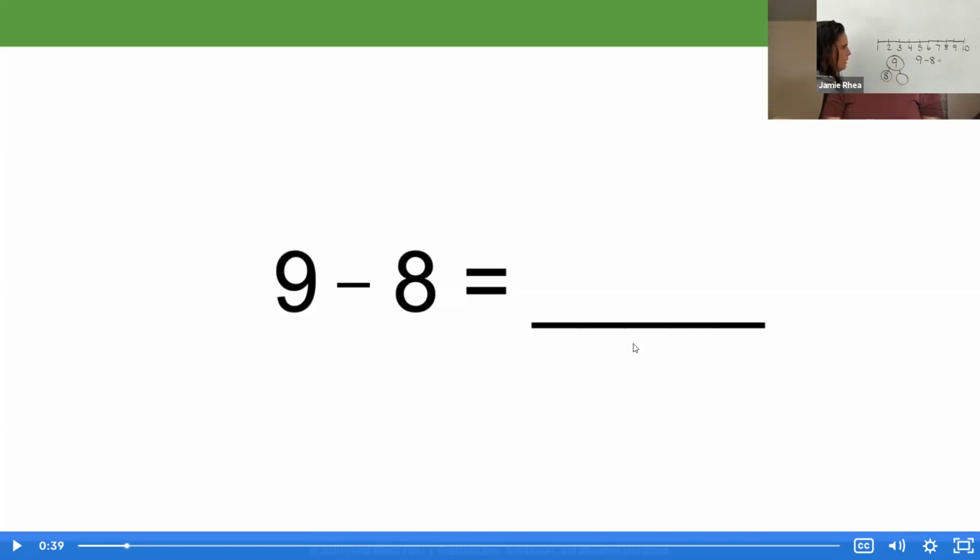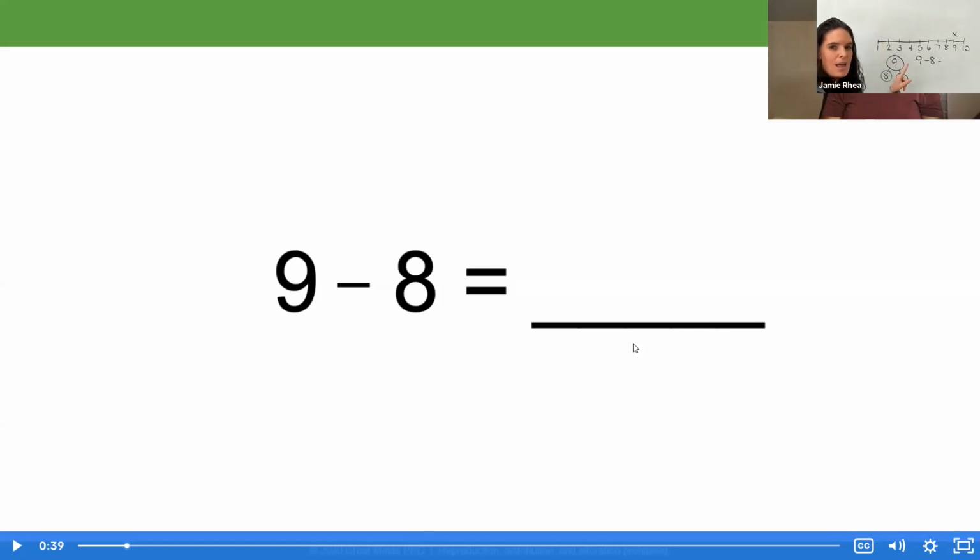Now, how do I use my number path to solve that? Where am I going to start? I'm going to start with my total, my 9. So I'm going to put an X over it so I know that's where I'm starting. Now, what does that subtraction sign tell me? That minus sign tells me I'm going to have to count on or count back. Tells me I got to count back. So subtract, count back, rhymes. And if you're adding, add, count on. Okay, so count back for subtract, add, count on.